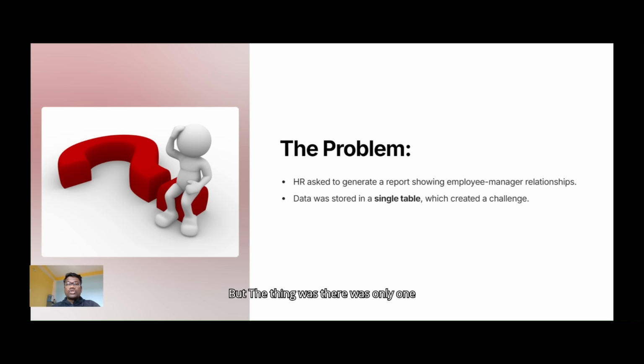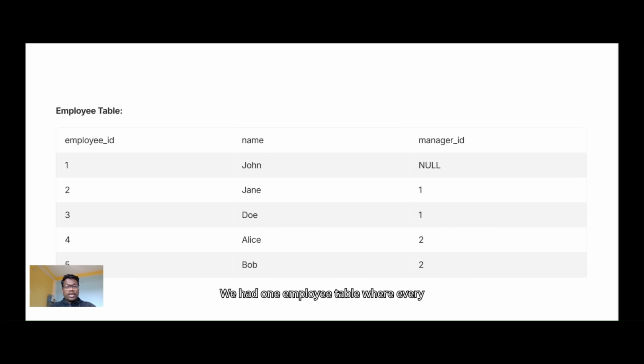But the thing was, there was only one table. There was only one table which was named the employee table, and everything was inside that table. Let me take you through the table once. We had one employee table where every employee had a manager ID that referred to another employee in the same table. So over here itself, we can see that Jane with the employee ID 2 has a manager which has the employee ID 1. So we can see from the table itself that the employee ID 1 with the name John is the manager for Jane.